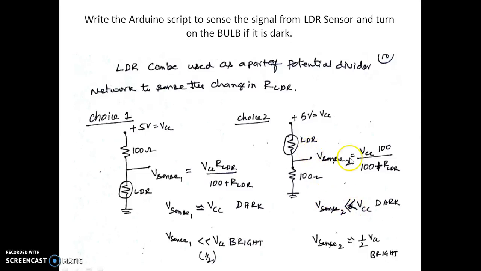When the light is very bright, the LDR resistance is almost 100 ohm, so we get almost half of VCC. The voltage here will be either very small or close to half of VCC. In the earlier configuration, V sense will be either VCC or half of VCC. Either of these can be used as the sensing circuit.